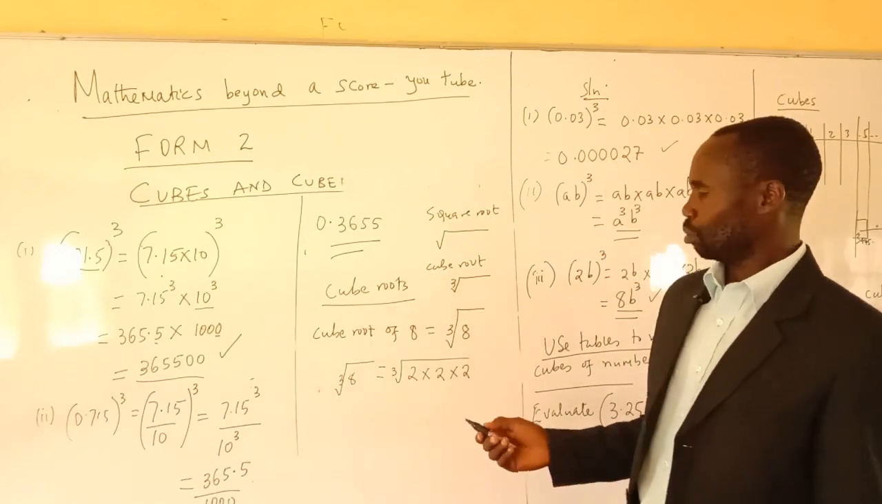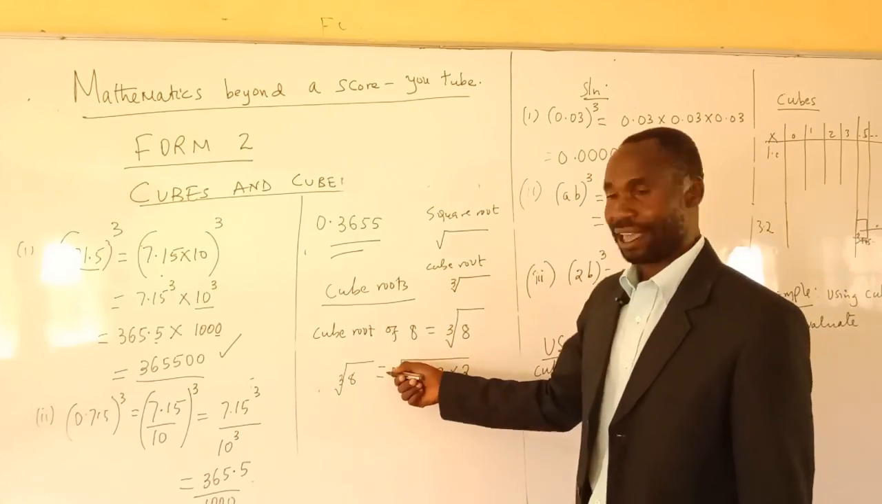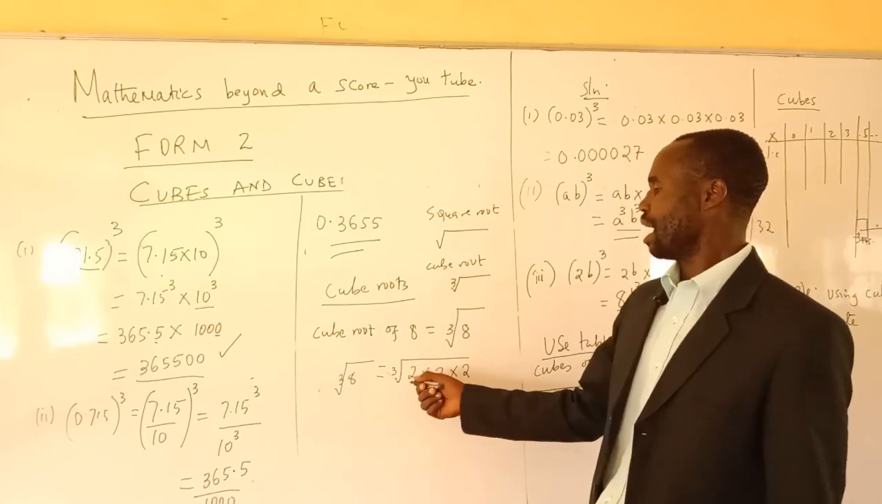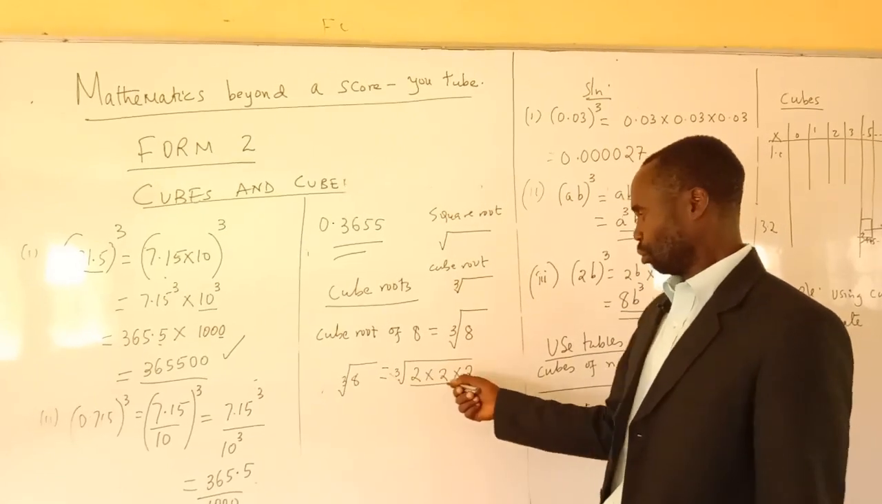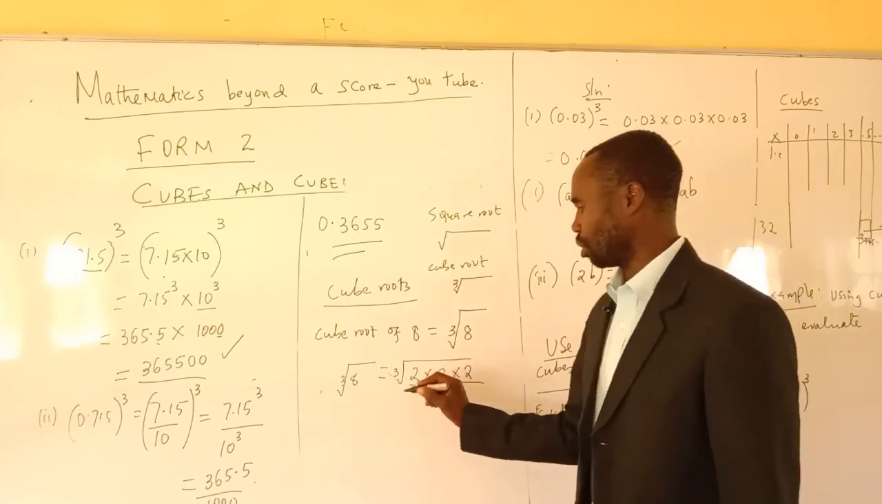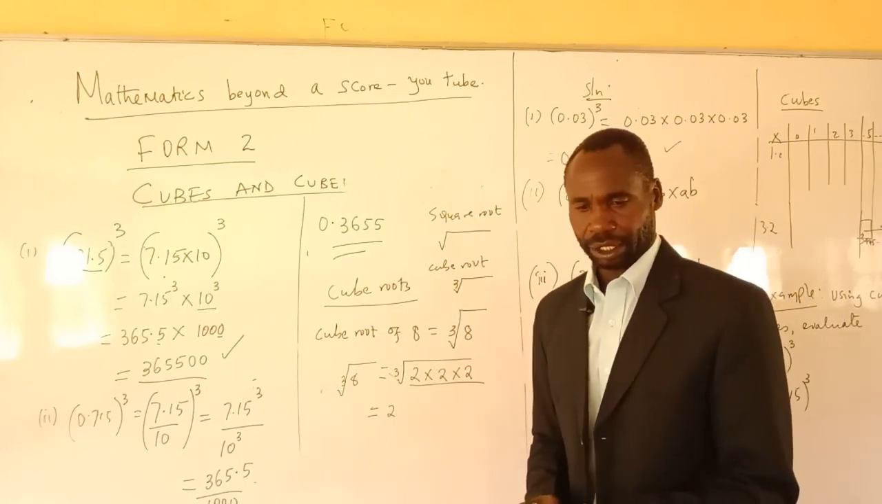In this one, for every 3 identical numbers inside here, we choose 1. So we leave the cube root sign and we choose one of the 3 that are identical. So the answer is 2.